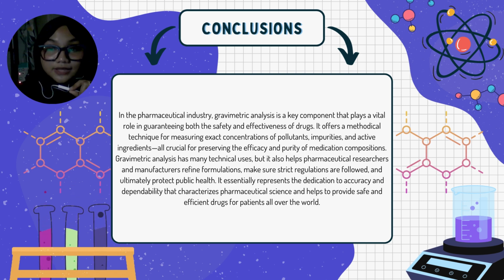Gravimetric analysis has many technical uses, but it also helps pharmaceutical researchers and manufacturers refine formulations, make sure strict regulations are followed, and ultimately protect public health. It essentially represents the dedication to accuracy and dependability that characterizes pharmaceutical science and helps to provide safe and efficient drugs for patients all over the world.